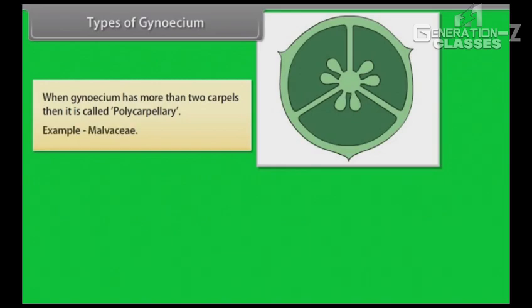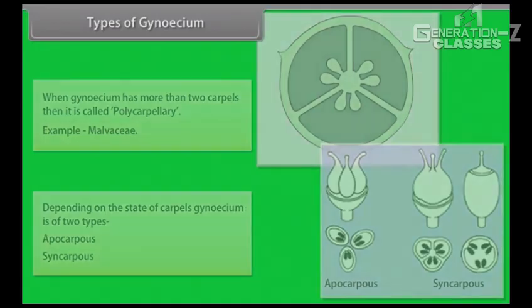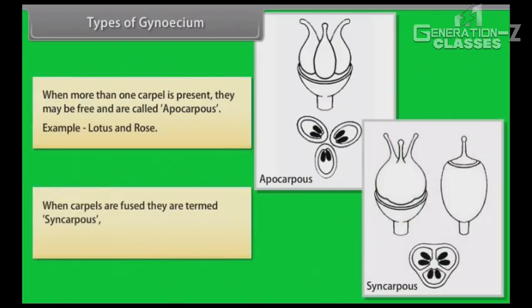When gynoecium has more than two carpels, it is called polycarpellary. Example, Malvaceae. Depending on the state of carpels, gynoecium is of two types: apocarpous, syncarpous. When more than one carpel is present, they may be free and are called apocarpous. Example, lotus and rose. When carpels are fused, they are termed syncarpous. Example, mustard and tomato.